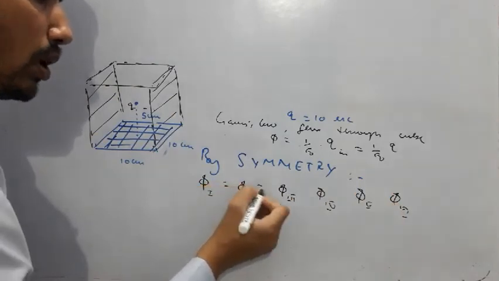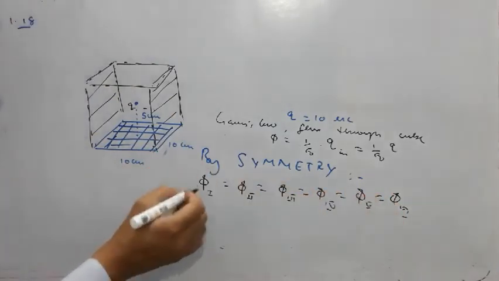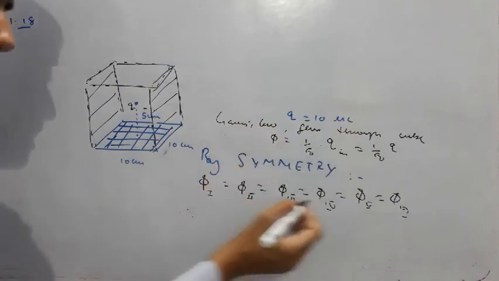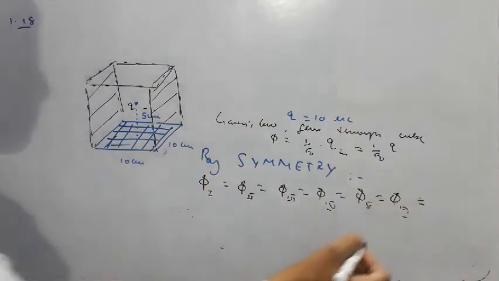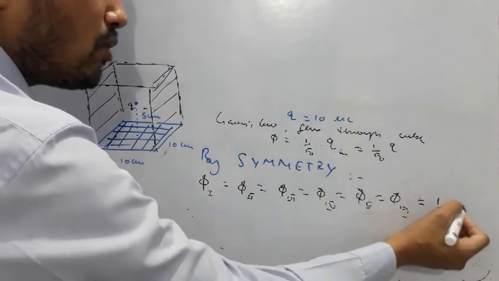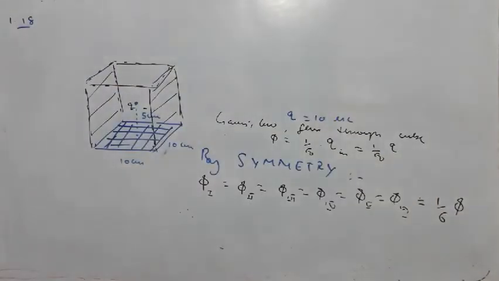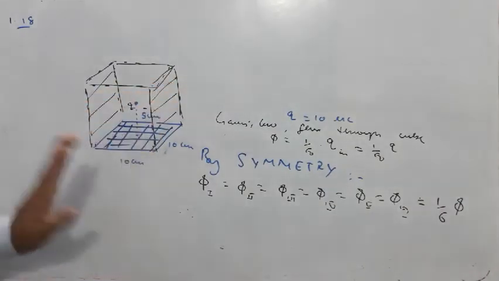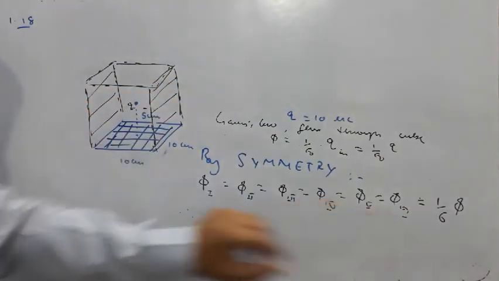By symmetry, all these fluxes must be the same. But the total flux is how much? Phi. Therefore, each one of them must be equal to how much? 1/6 of the total flux. Is it clear, students? Flux through each of the faces is the same. So I have written they must be equal.